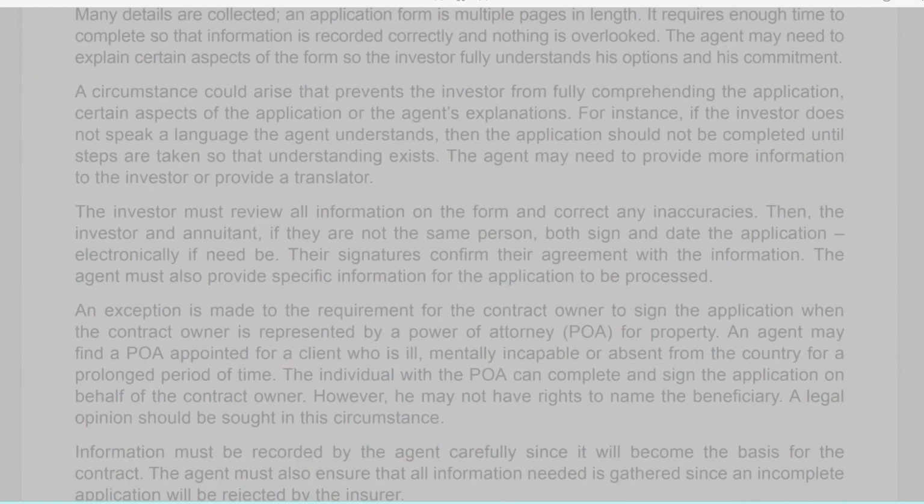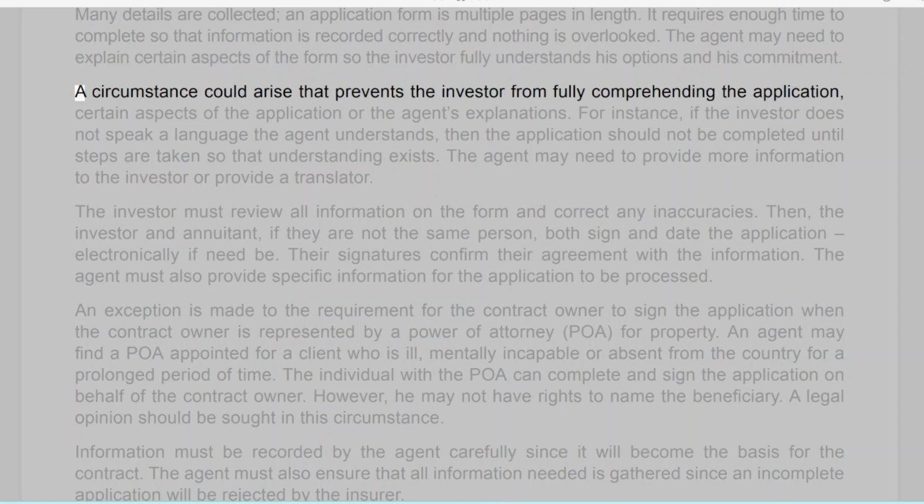Many details are collected. An application form is multiple pages in length. It requires enough time to complete so that information is recorded correctly and nothing is overlooked. The agent may need to explain certain aspects of the form so the investor fully understands his options and his commitment.